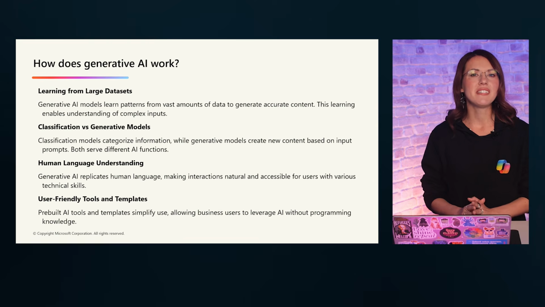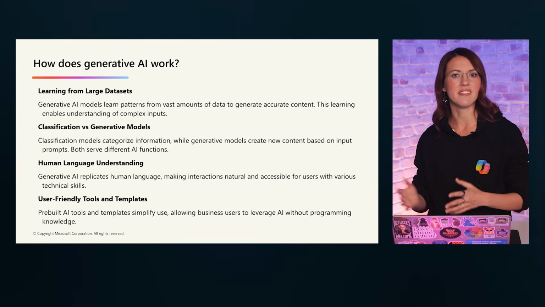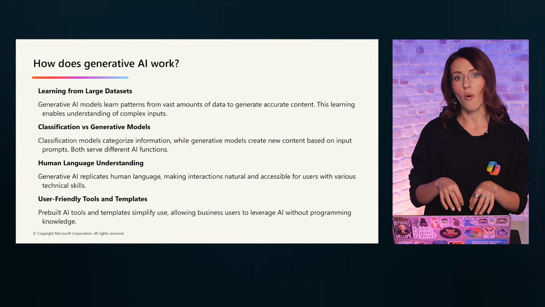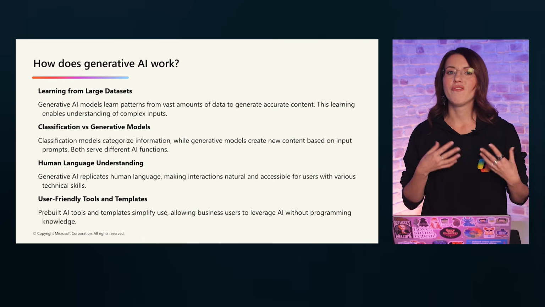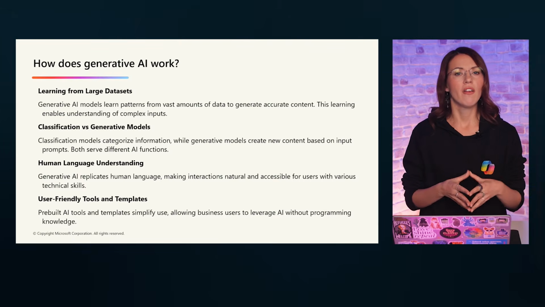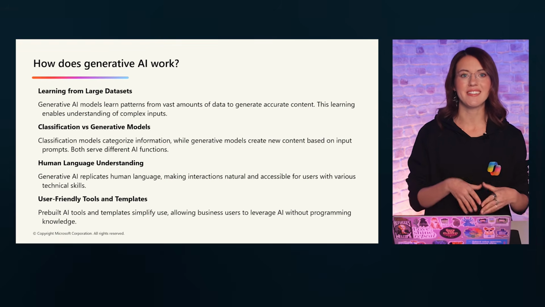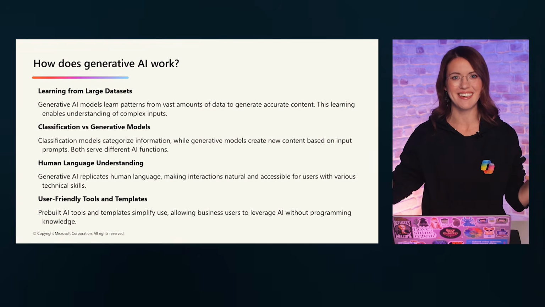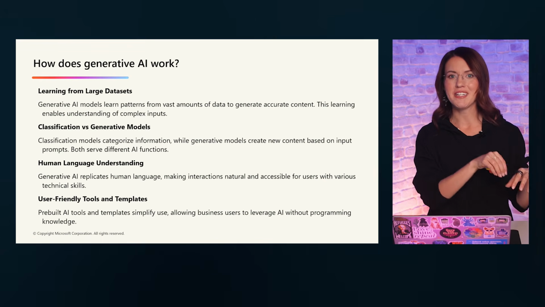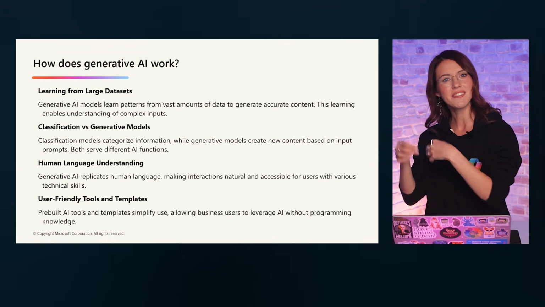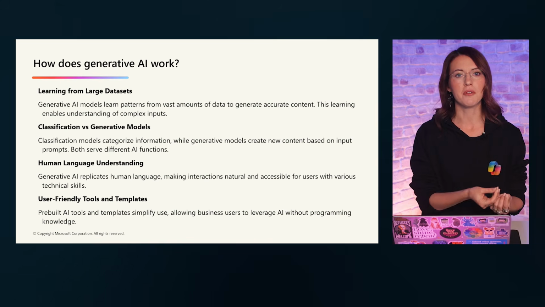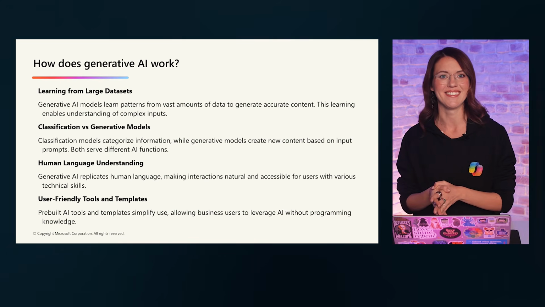So how does generative AI actually work behind the scenes? At the core, it's powered by advanced AI models. Think of this as mathematical brains trained to spot patterns in huge amounts of data. They learn how information is structured and then use this knowledge to process and generate content.